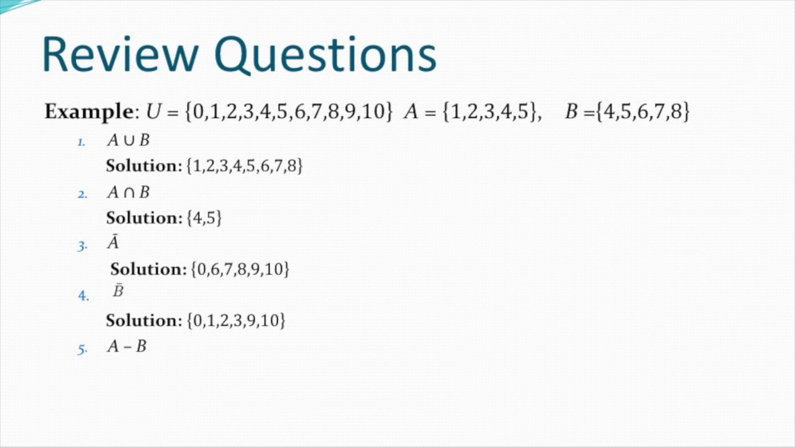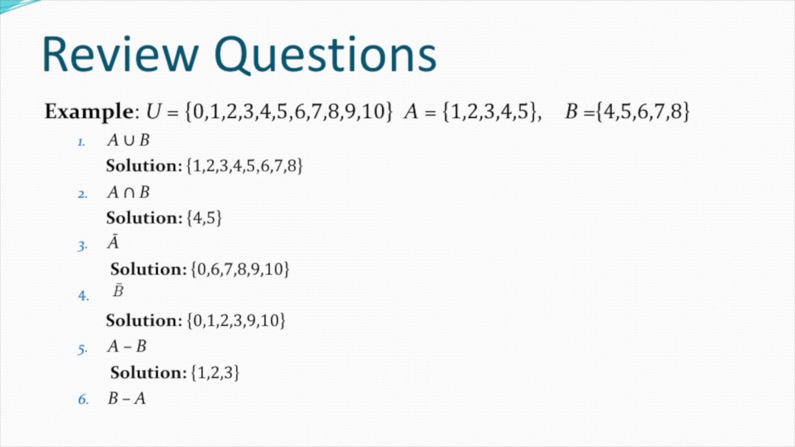Now, what do we mean by the difference between A and B? With the difference, we are looking for an element which is in A but not in B. Not the common elements, the opposite of the common elements. So here we are looking for the values 1, 2, 3. 1 exists in A, but it does not exist in B. 2 exists in A, but it's not an element of B. 3 is an element of A, but it's not an element of B, and so on.